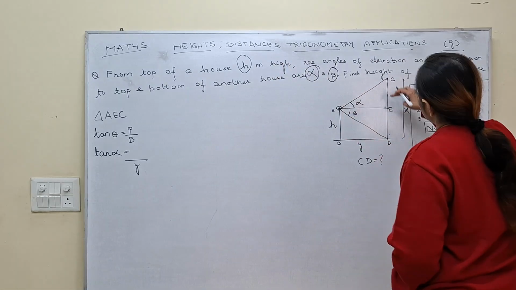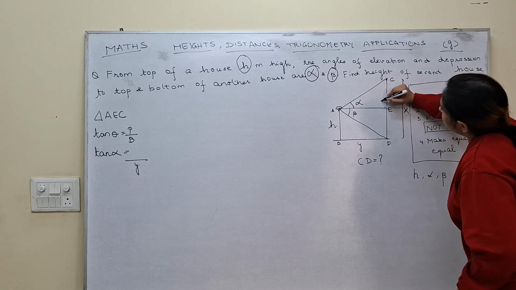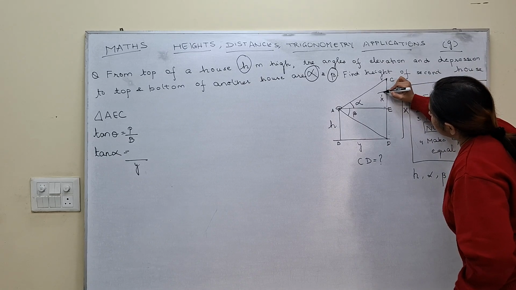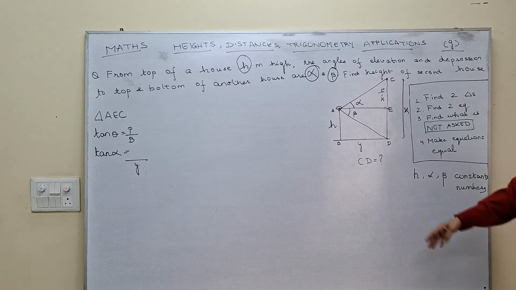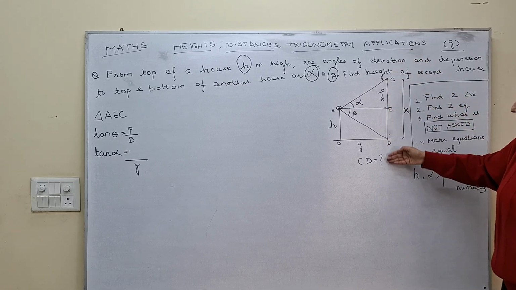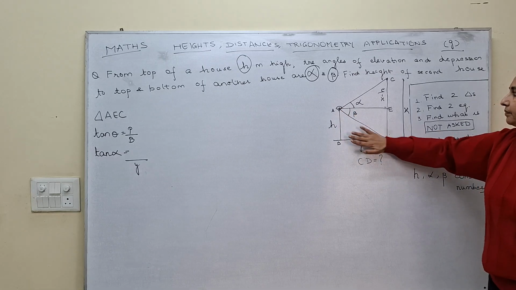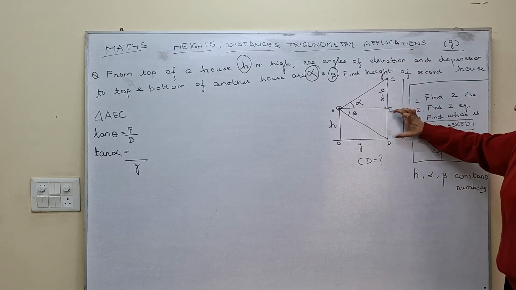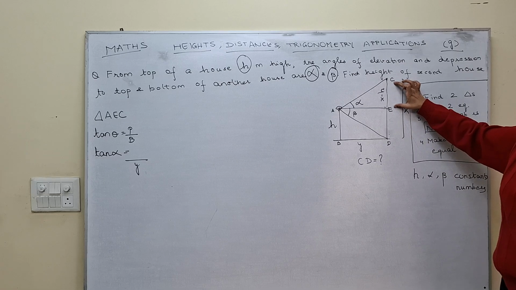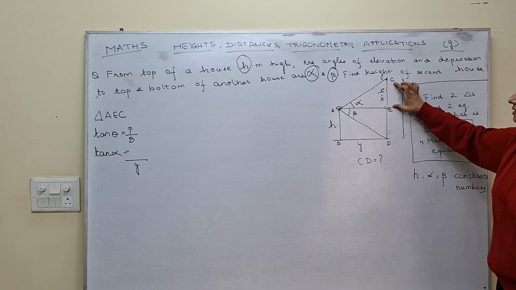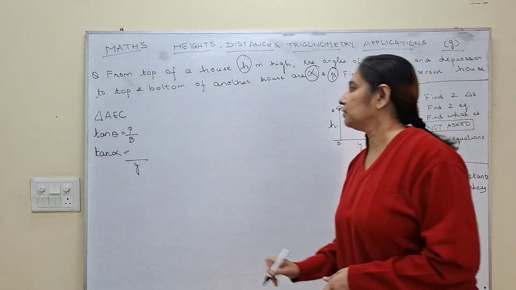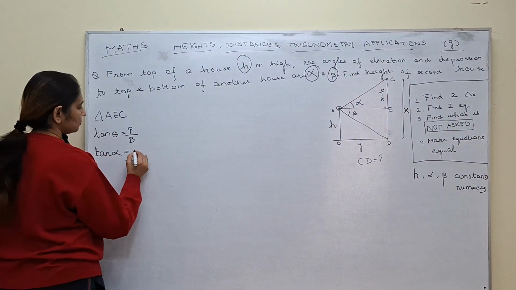So how much is this much? This much becomes x minus h. For example, if this was 10 in full, and this was 3, then this becomes 7. Right? x minus h. So we get the perpendicular.